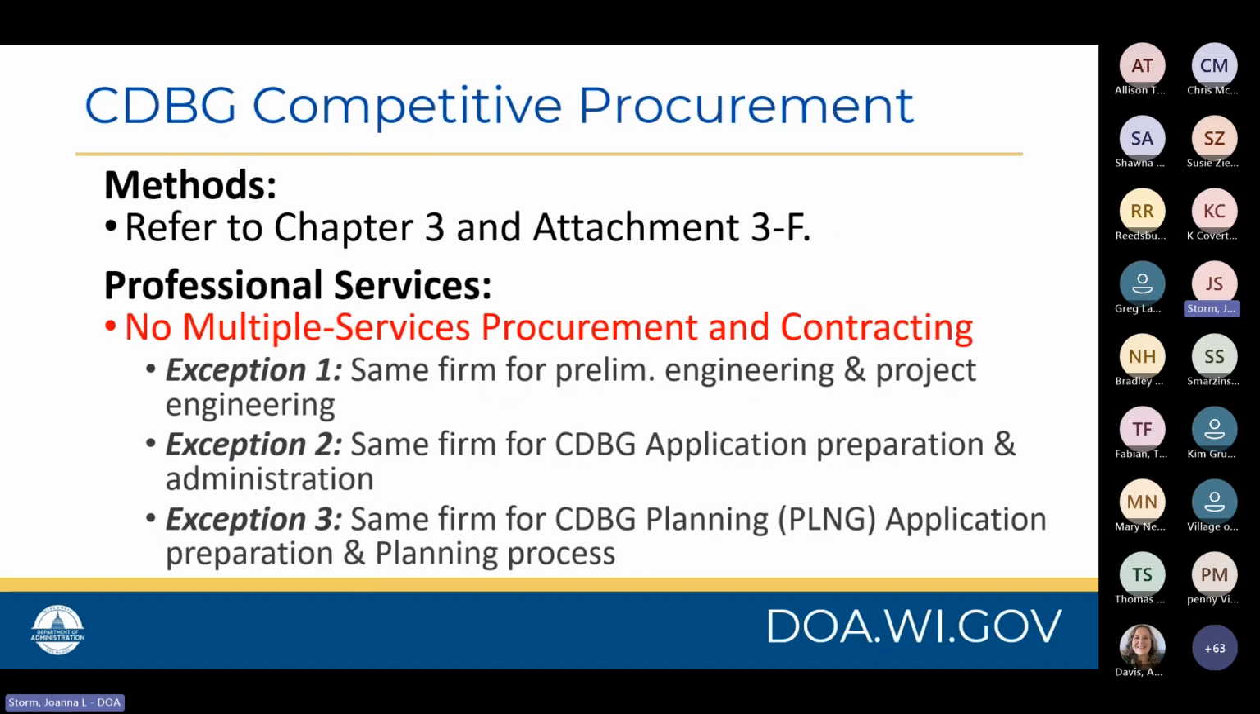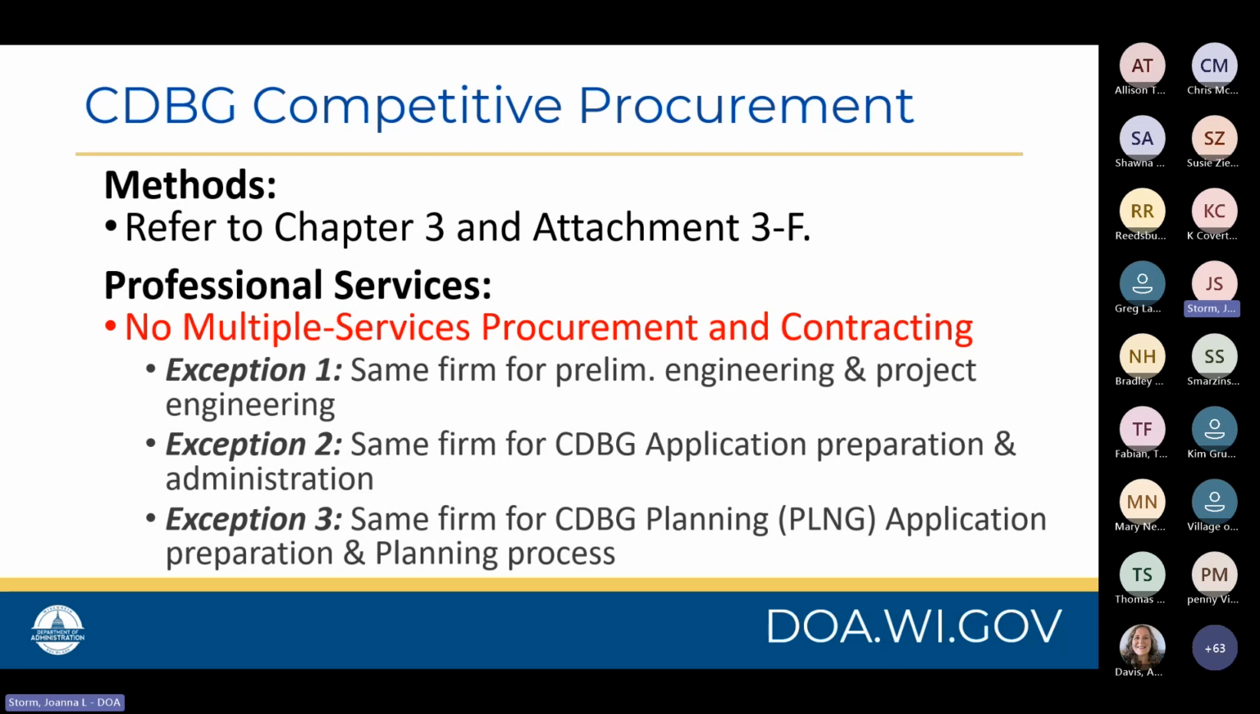When it comes to the competitive procurement process, there are several methods that are detailed in Chapter 3 and listed in Attachment 3F. We do have a couple of exceptions for professional services, but want you to note that there are no multiple services procurement and contracting restrictions. So the exceptions here are that the same firm or a single firm could potentially provide preliminary engineering work and subsequent project engineering work after the CDBG award was provided to your municipality. The rules here being that they needed to have been procured together at the same time and subsequently need to be part of a single contract.